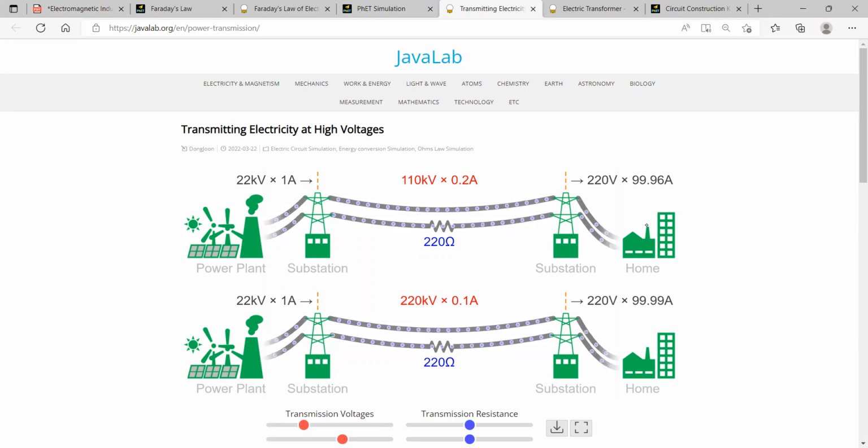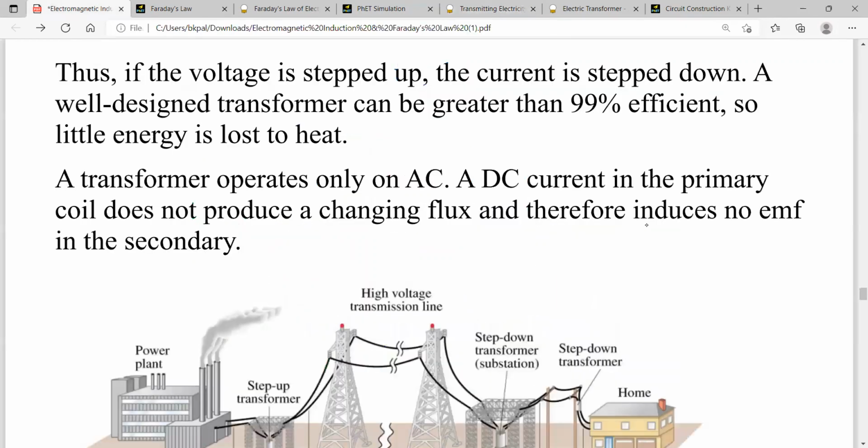So that means for a step up transformer, the current is lower. For a step down transformer, the current is higher. So remember this.